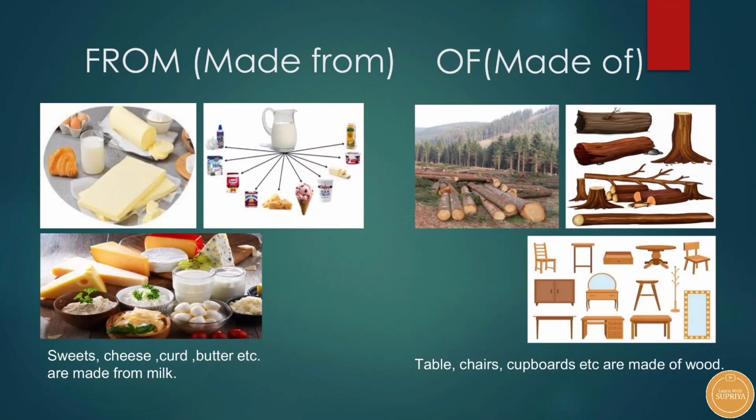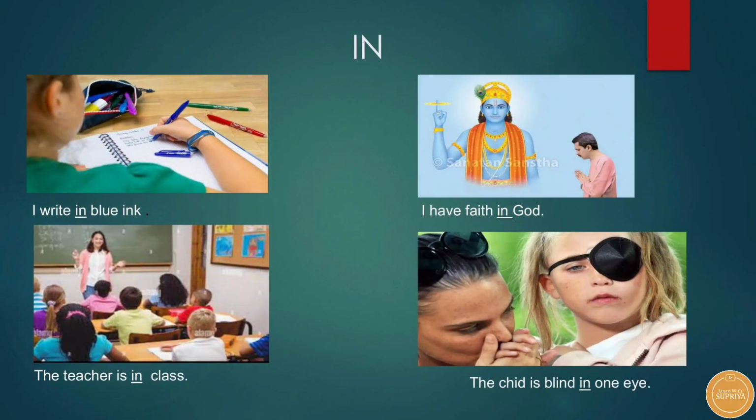Next, made from and made of. Here I want to make it clear that made from is used when we talk about a material that has been changed. Examples: sweets, cheese, butter, curd are made from milk. Both are completely different. Made of is used when the outcome still exists in the same material form which it had before the changes. So tables, chairs, cupboards, etc. are made of wood.